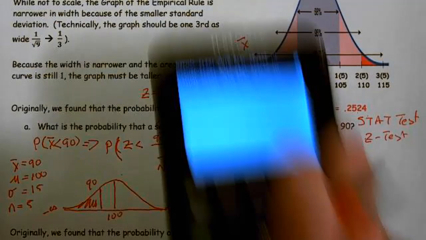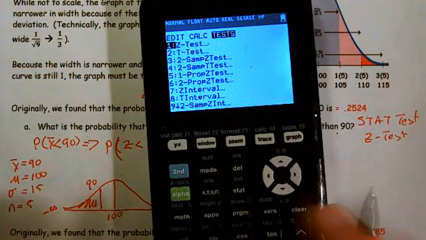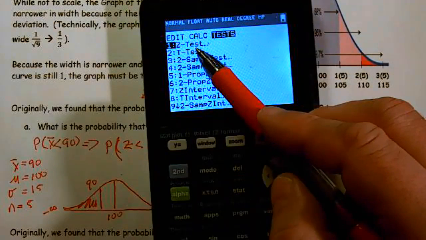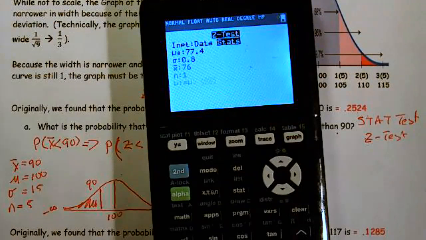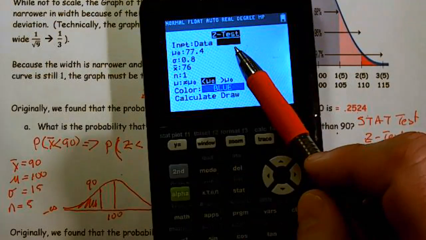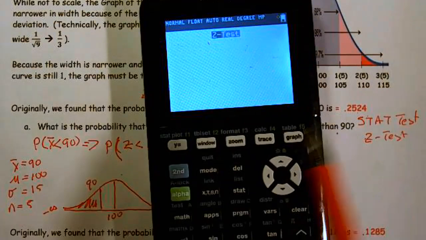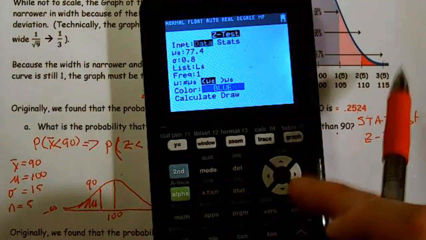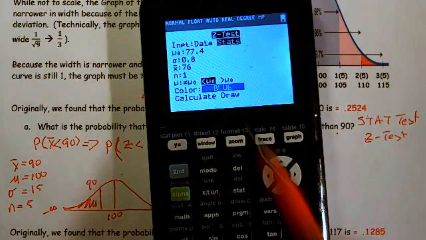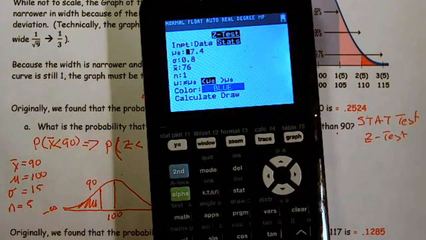So here we go. Stat, arrow over to the word test, make sure test is highlighted. And we see z-test, so I'm going to press enter. Make sure the word stats is highlighted. If data is highlighted, arrow over and make sure that stats is highlighted.